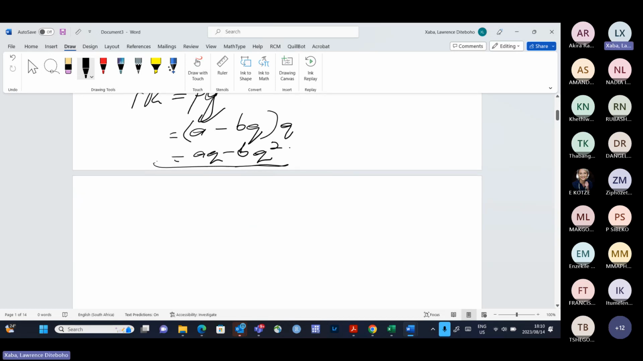From here, let's take an example and see how we are applying this quadratic equation of total revenue.